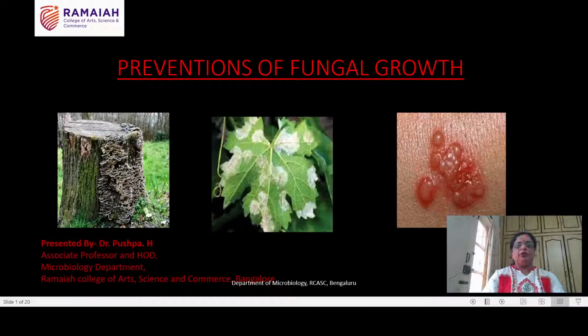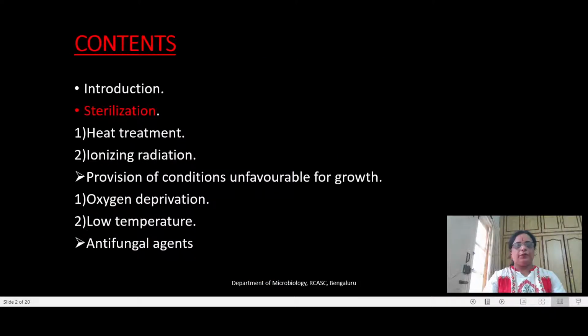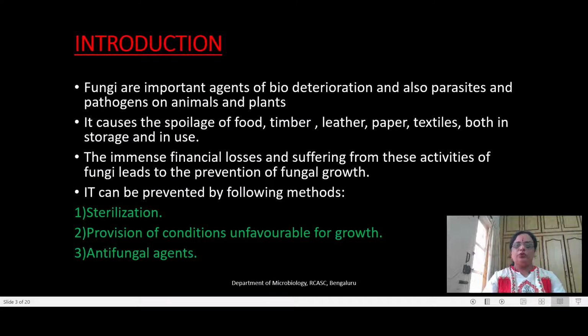Hello everyone. In this particular class, let us study about prevention of fungal growth. You know, the fungi have various economical values. Apart from their importance, there are certain harmful effects also, where they are involved in the process of biodeterioration.